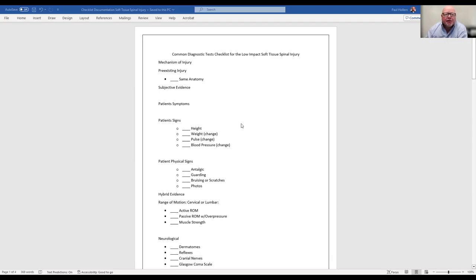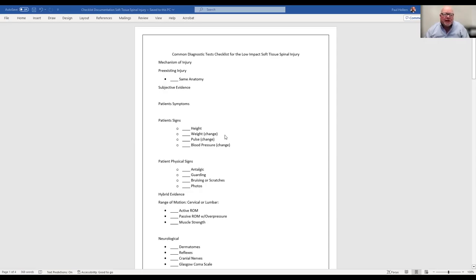Okay, so you go into the subjective findings. Let's say that there are subjective findings at MMI. And by the way, let's differentiate between maybe initial findings and MMI, because those are very different. So patient signs, would we typically see any height or weight changes? Not really.